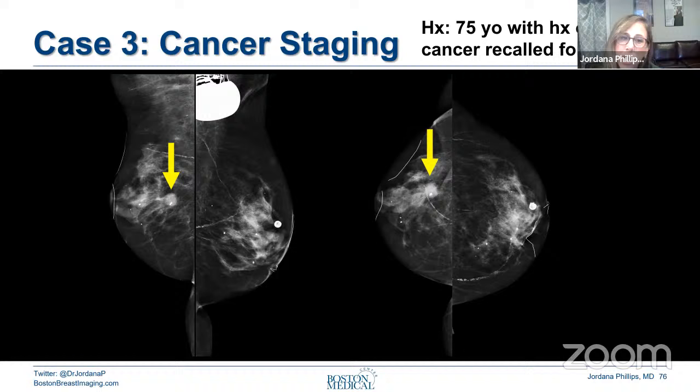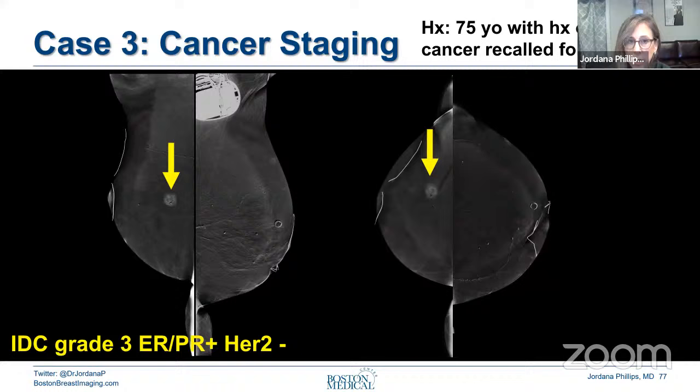But what I liked about this case and why I'm showing it is because we know that once you have cancer treatment, it can distort the breast. It can be difficult to figure out what is just related to the surgery and what is new that we need to worry about and remove or treat. And so what the recombined images did for us is they just showed us where the cancer was. And all of those other areas of distortion related to the post-surgical changes just disappear. This was a grade 3 hormone receptor positive cancer.